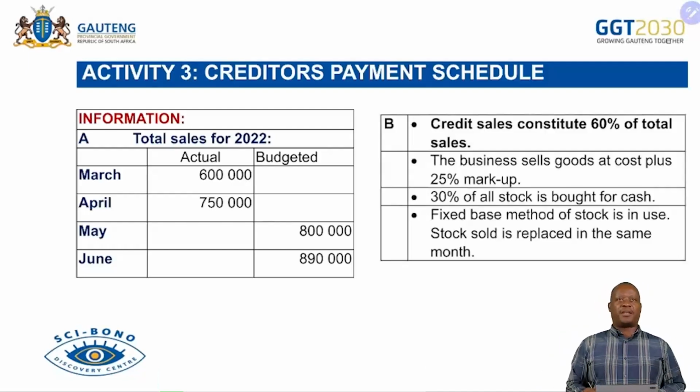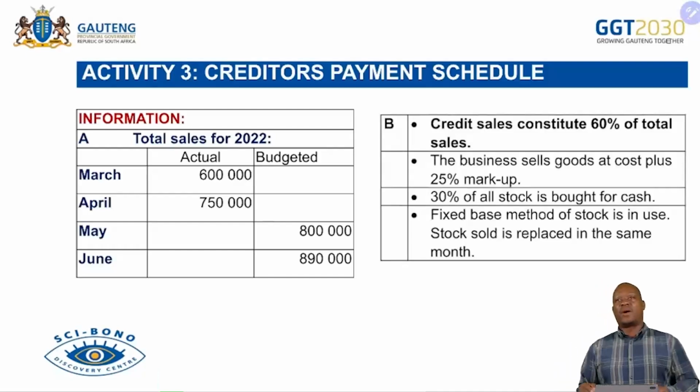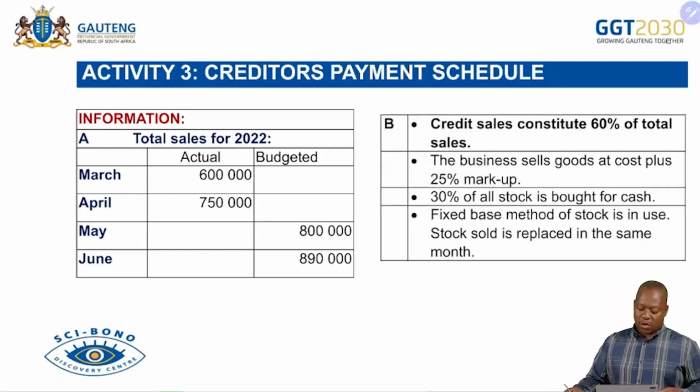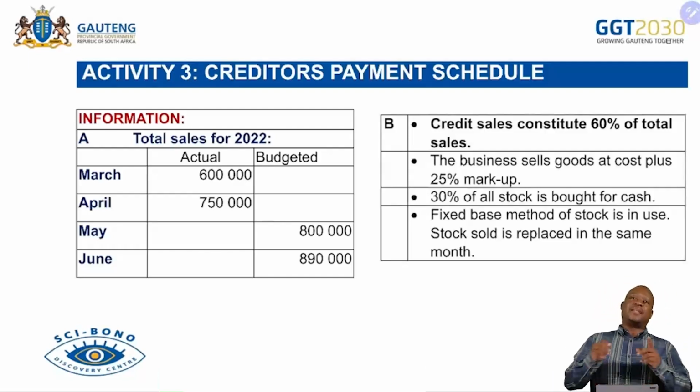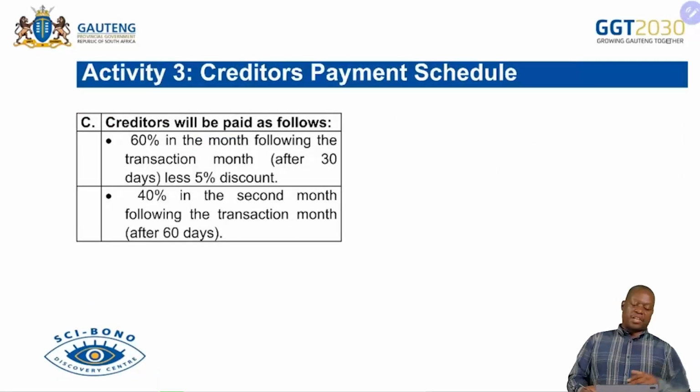There is the statement: a fixed base of stock is in use. Stock is replaced in the same month. Remember what I said. When a fixed stock base is being used, it means opening stock equals closing stock. When opening stock equals closing stock, it simply means purchases equals cost of sales. And stock is replaced in the month of sale, which means there is a relationship between our cost of sales and our sales. So we can easily find the cost of sales by using the sales figure. Very important.